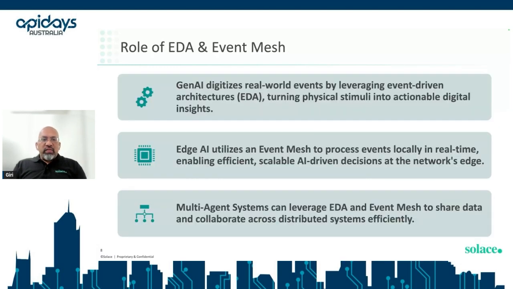The role of EDA and event mesh in an AI context, right? So the GenAI, we know what it does. It digitizes the real-world events by leveraging event-driven architecture, turning physical stimuli into actionable digital insights, right? So example could be a user interaction, sensor reading, environmental changes, and so on, right? And edge AI refers to the deployment of AI algorithms directly at the edge of the network. In this case, we're talking about the event mesh, rather than relying on a centralized setup. This allows for quicker data processing and decision making. Then comes the multi-agent system. It can leverage EDA and event mesh to share data and collaborate across distributed systems very efficiently.